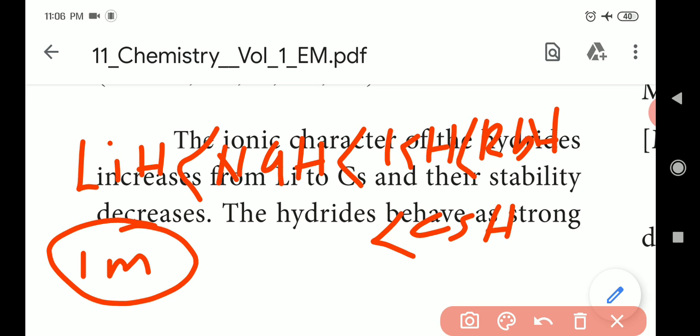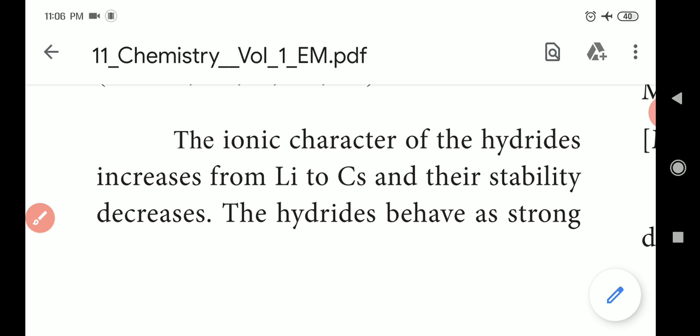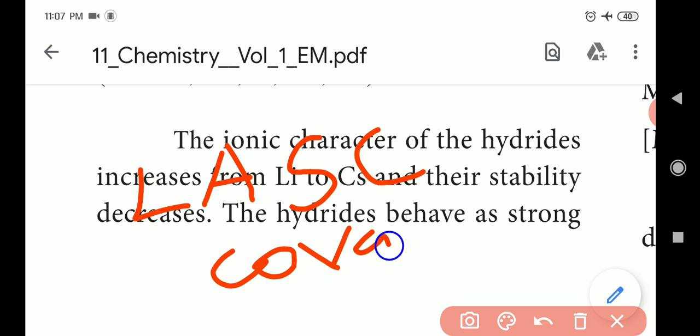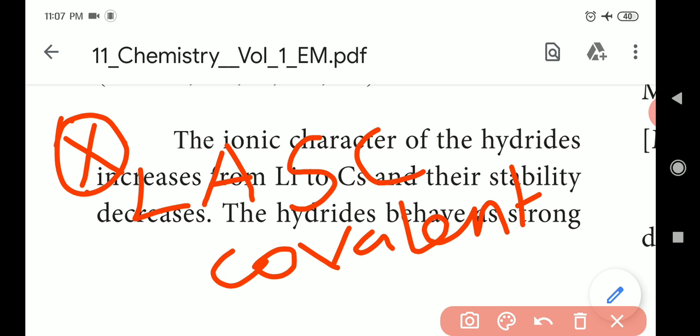Then another important thing, we know Fajan's rule. What does Fajan's rule say? The larger the anion and the smaller the cation, that compound has the most covalent character. Listen carefully, this is a very important concept. A molecule that has the largest anion and smaller cation has the most covalent character.